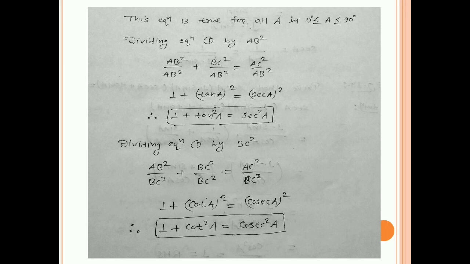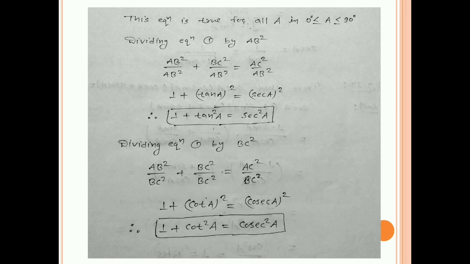So let's see the third and the last. If we divide equation 1 by BC square, then we will get AB by BC whole square plus BC by BC whole square is equal to AC by BC whole square. And from the above triangle, if we see, it will be 1 plus cot A whole square is equal to cosec A whole square. So 1 plus cot square A is equal to cosec square A. So these are the three identities that we must remember.